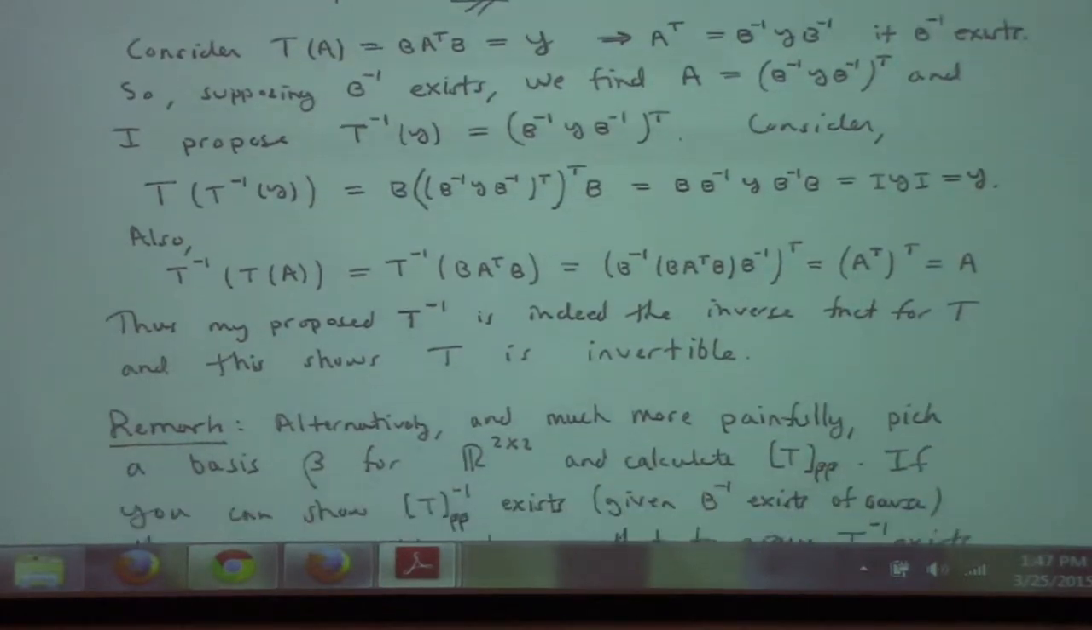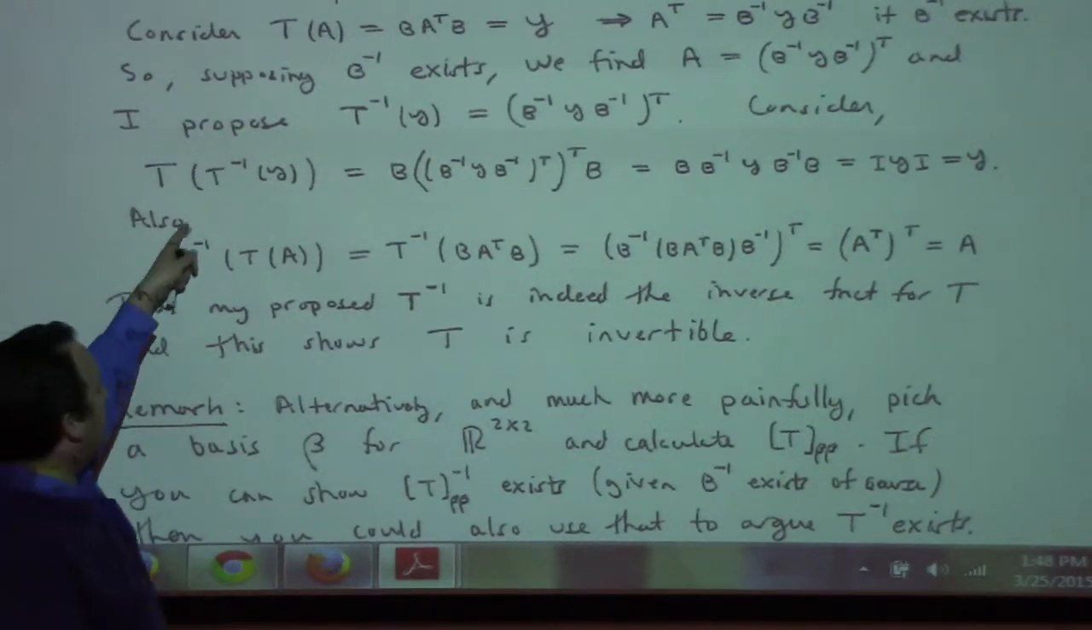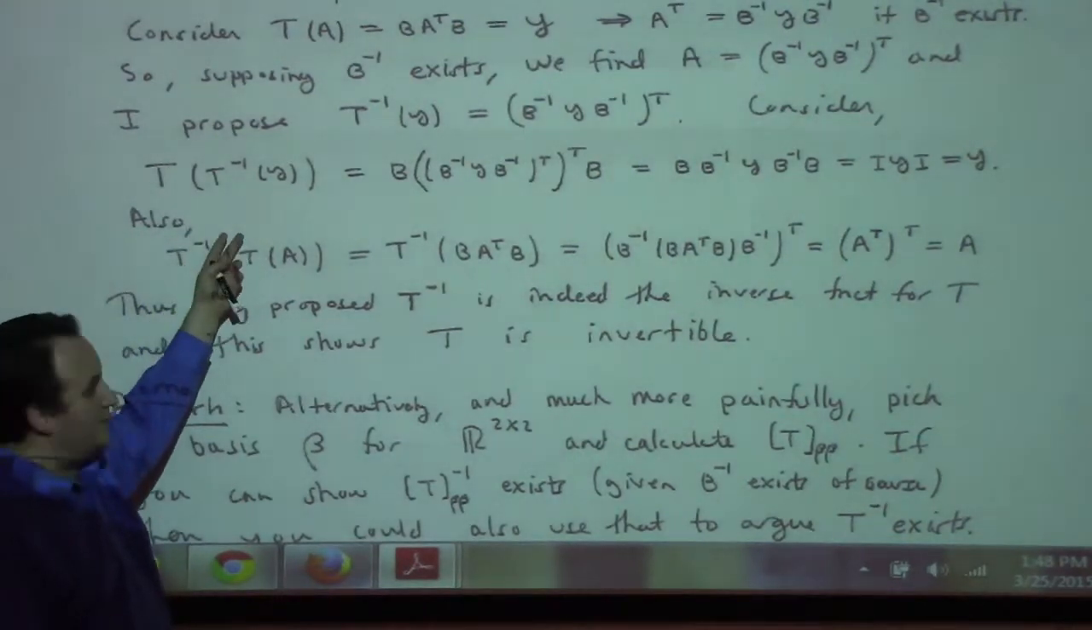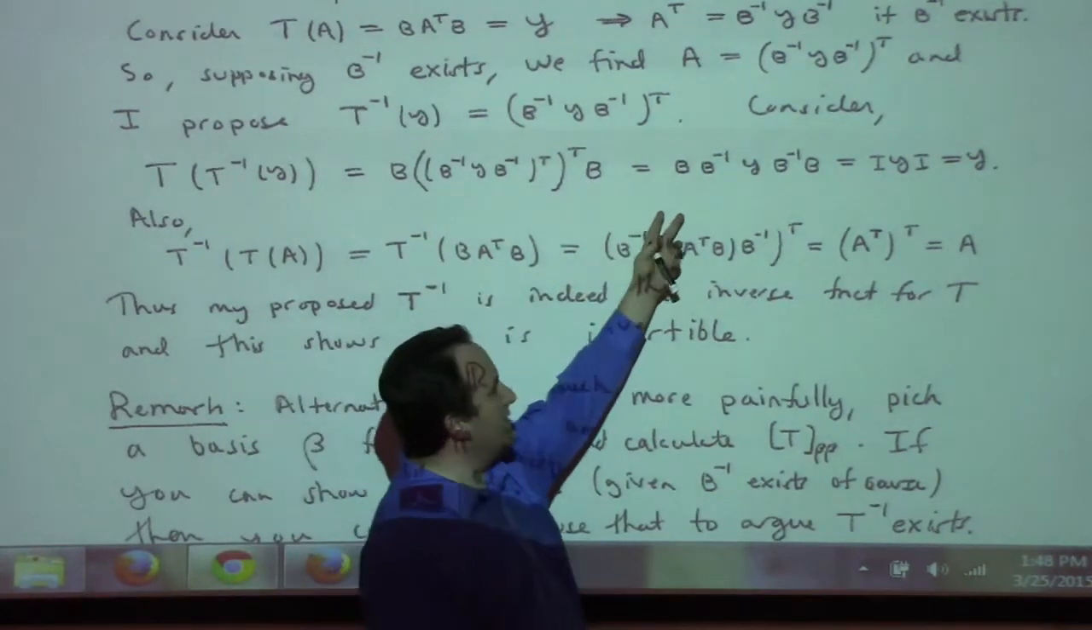All right, so to find the inverse, I go back to first principles. The way to find an inverse for a formula is to solve for the domain variable, taking the image as a variable, right? So basically I set T of A equal to Y and I solve for A. And that gives me the formula for the inverse. T inverse of Y is B inverse Y, B inverse transpose, all of that. And then I prove that it's the inverse, right? How do you prove something's an inverse? You just compose it both ways and show that it works. And it does, because the transpose of a transpose is what you get back, and an inverse times a matrix is the identity.